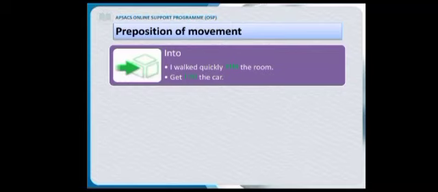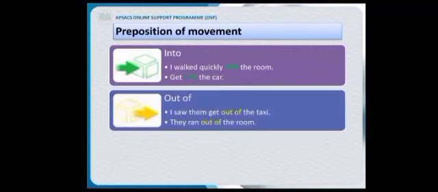We will use into. Sometimes people just use in, but here the appropriate form would be into the room or into the car. Out of. I saw them get out of the taxi. They ran out of the room. So you see, when you move towards something, from one place to another, you use into, or when you are coming out, you will use out of.